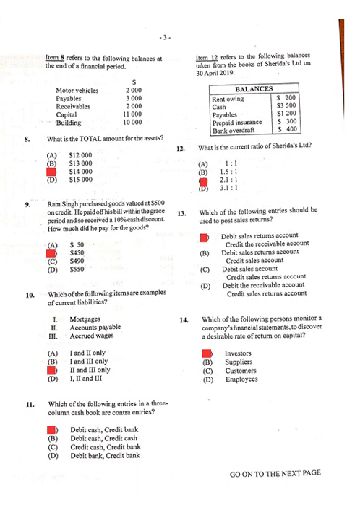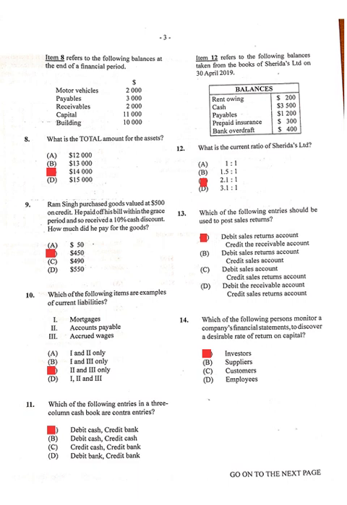Number 9. Ram Singh purchased goods valued at $500 on credit. He paid off his bills within the grace period and so received a 10% cash discount. How much did he pay for the goods? So we find the 10% cash discount, which is 10 divided by 100 times 500. That gives us $50. Then we subtract the discount of $50 from $500. We get $450, so the answer is B.